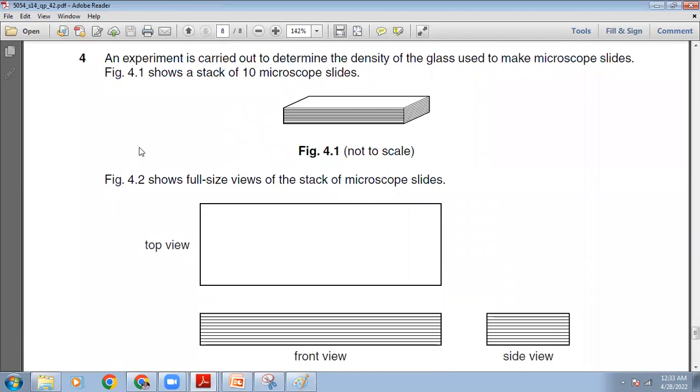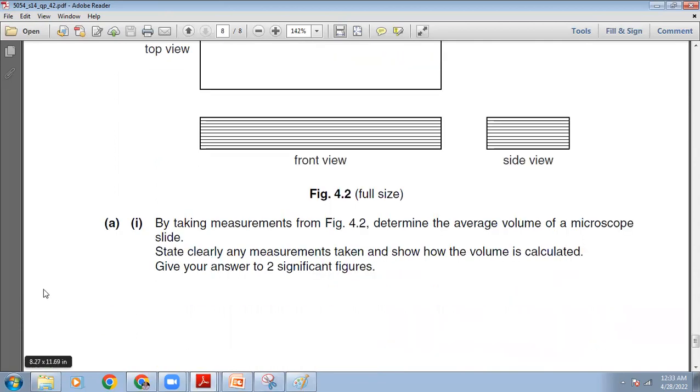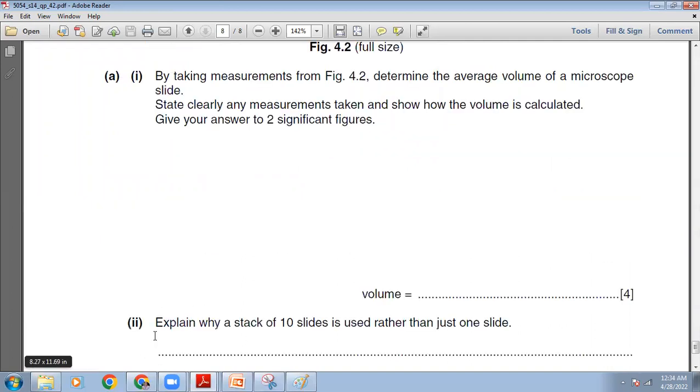An experiment is carried out to determine the density of the glass used to make microscope slides. Figure 4.1 shows a stack of 10 microscope slides. Figure 4.2 shows a full size view of the stack of microscope slides. From the top view, you can measure the length, you can measure the width, and you can see here the 10 slides have been stacked. By taking measurements from figure 4.2, determine the average volume of a microscope slide. State clearly any measurements taken and show how the volume is calculated, giving your answer to 2 significant figures.